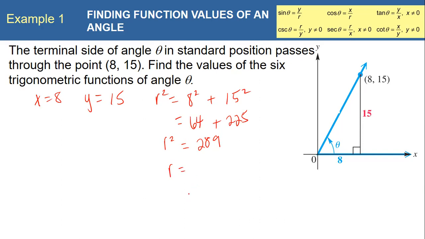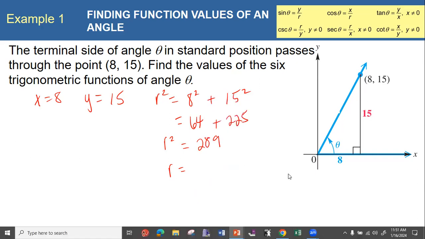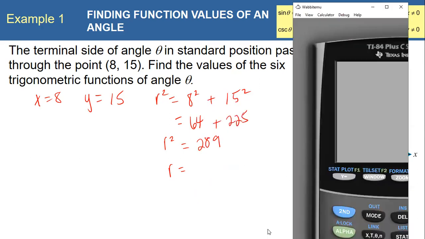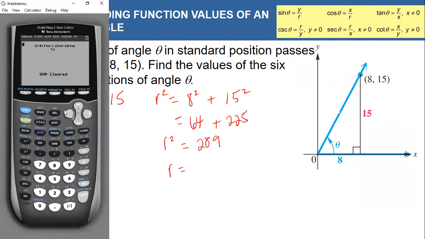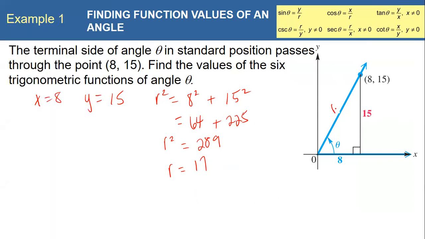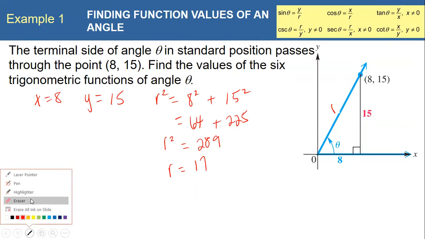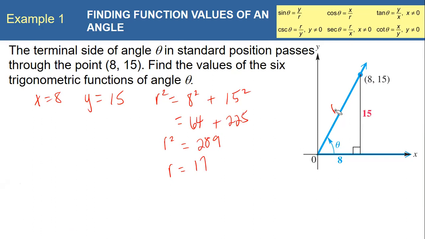Well, how can we break down 289? We're going to take the square root. Is it a perfect square? The answer is 17. So we're going to take the square root of 289, and we end up with 17. So we have a perfect square situation. And now we know that R is 17. So we know that this radius is 17.